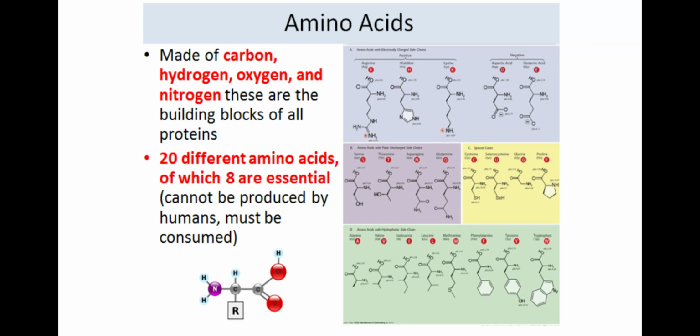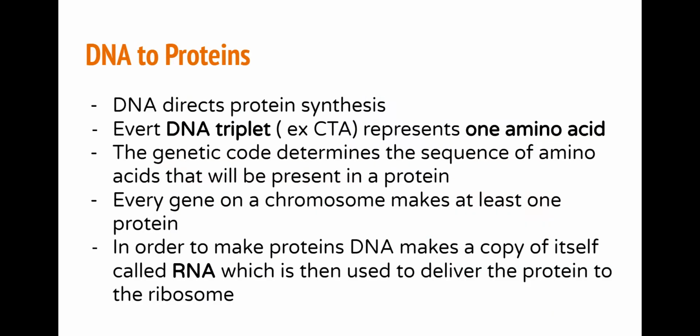Which leads me to an interesting fact about amino acids: 8 are essential and cannot be produced by the human. They have to be consumed. There are a lot of different ones that you don't produce naturally. You have to actually eat them. Tryptophan, for example, is an amino acid. You eat tryptophan when you eat turkey, one of the reasons why it gets you tired.